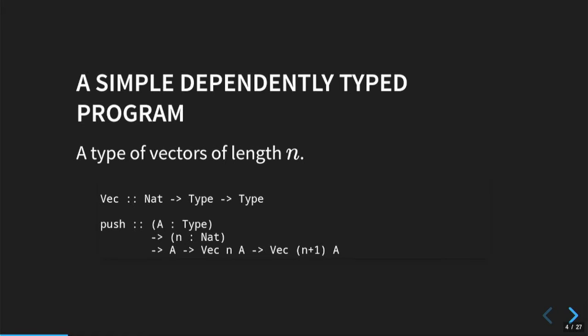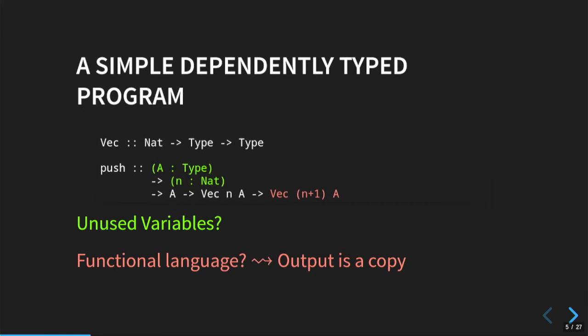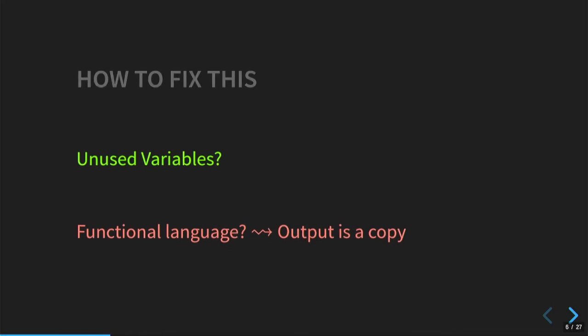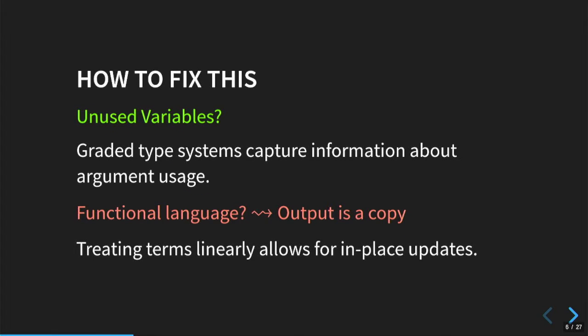Okay, that's fine. But now, what are these A and N? They appear in a type signature and they're arguments to our push, but they're unused. And then, furthermore, this is probably a functional language, so the output is probably going to be a copy. So our push function runs in linear space and time, which is not great. So we wanted to address both of these issues.